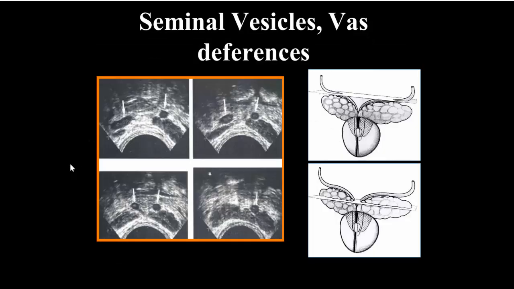The seminal vesicle and vas deferens are seen posterior to the urethra. Both seminal vesicle and vas deferens in lateral view. Both seminal vesicle and vas deferens in transitional and longitudinal images.